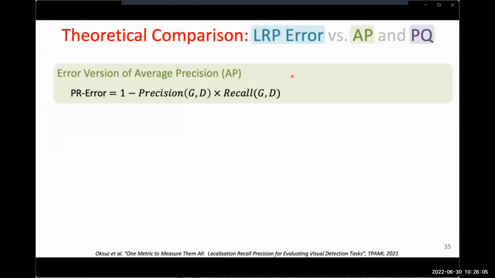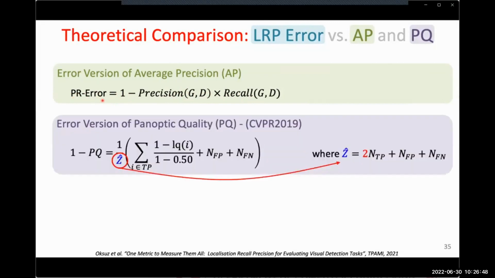To be able to better compare average precision, panoptic quality, and LRP error, let us transform all of them to be error values. In other words, after this transformation, all of them will be lower-better measures. Average precision uses soft predictions. For comparison with LRP and panoptic quality, we use its hard counterpart, which corresponds to a single precision and recall value. We can transform this precision and recall into an error by subtracting their multiplication from 1. Let's call this precision recall error. Panoptic quality can be transformed into an error by subtracting it from 1. Let's call this PQ error.